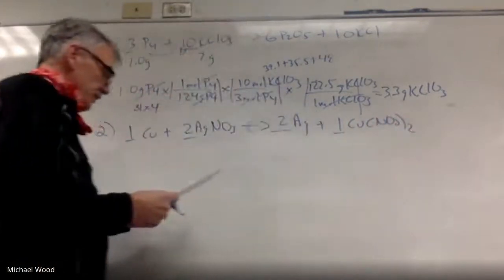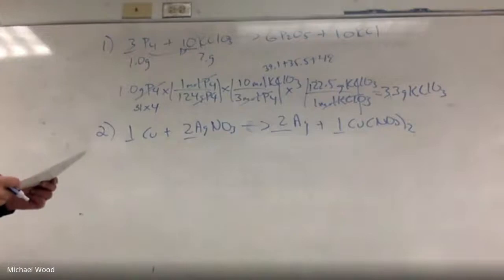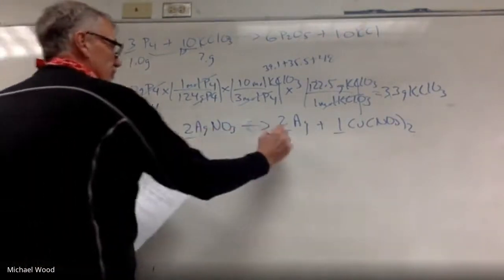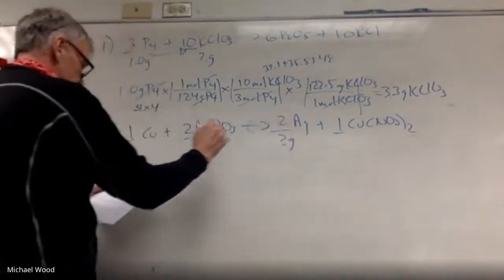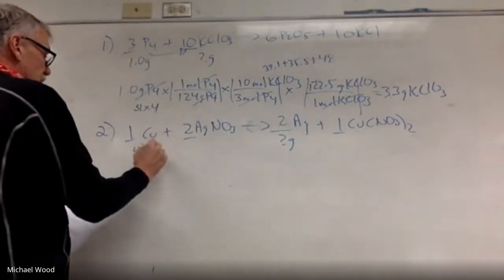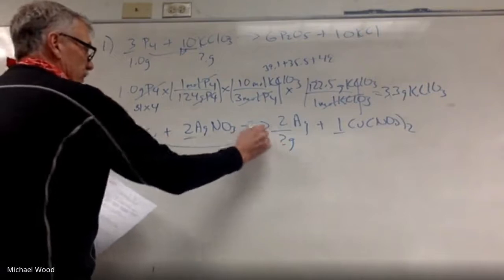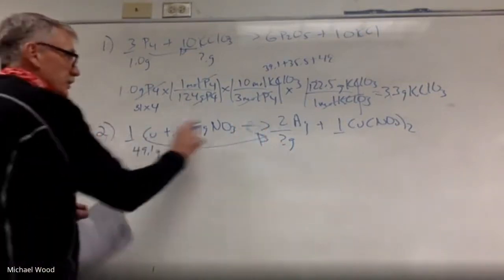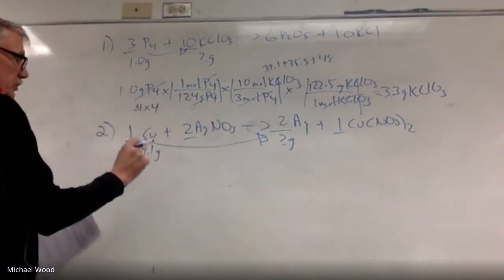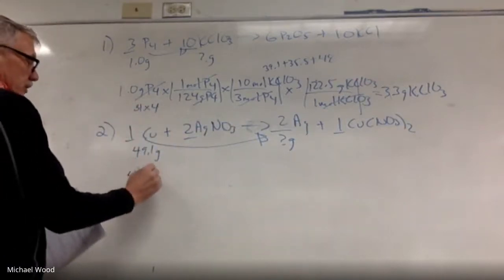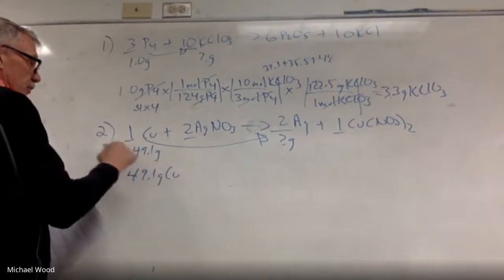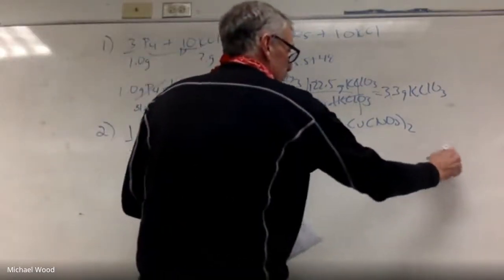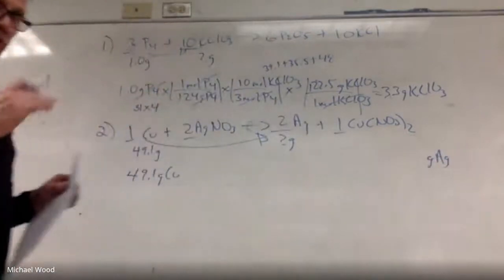Okay, so there's the balanced equation. This time, what number of grams of silver? So grams of silver, and I'm starting with 49.1 grams of copper. So I'm going from here to here. And the mole ratio is 1 to 2, but that's a mole ratio. So again, if I want to go from grams of copper to grams of silver, it's got to be a 3-step process.